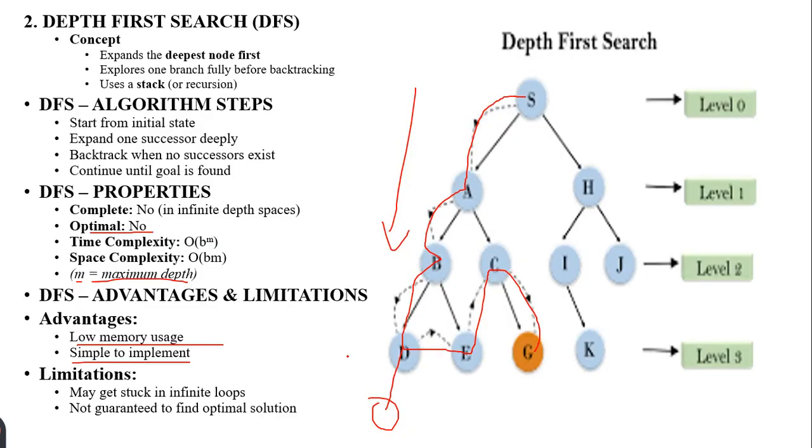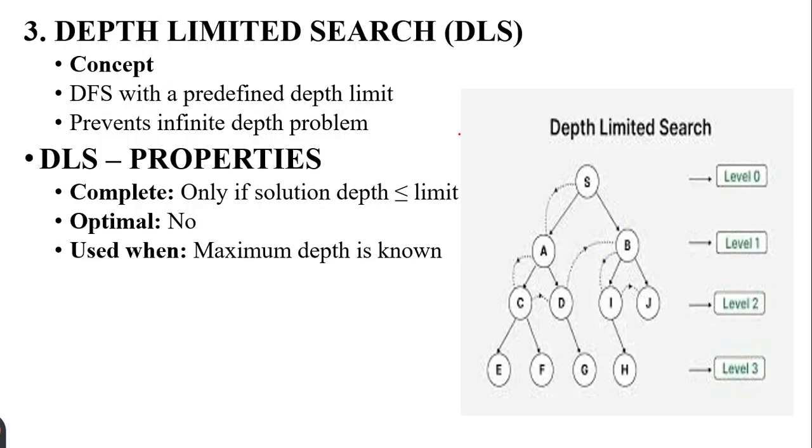As you know, we have some disadvantages in DFS, and we solve them with the help of depth limited search. What is it? We set a limit and check whether the goal is reached or not. The concept is DFS with a predefined depth limit, which prevents infinite depth problems. DLS is complete only if the solution depth is limited. Optimal is no. Use this when the maximum depth is known. So this is DLS.